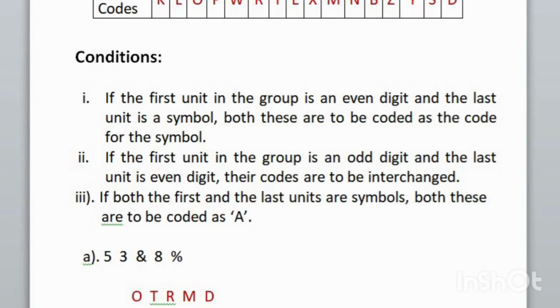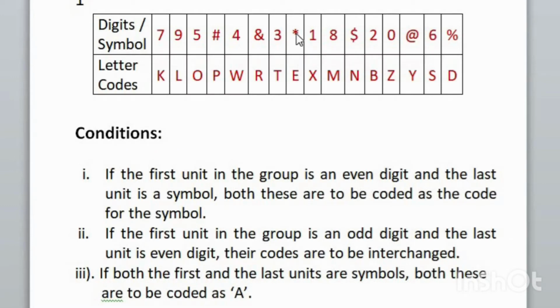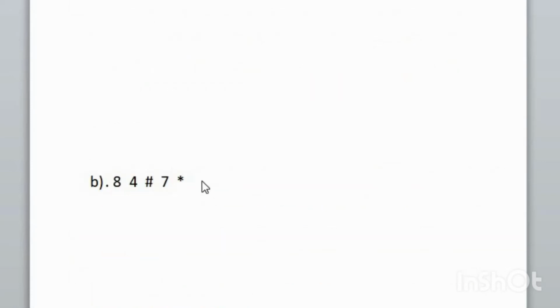That means you have to code both these 8 and star as the code for the star, and the letter code corresponding to star is E. In the given table, the letter code corresponding to star is E. So you have to code both 8 and star as E. That is the condition saying you have to code both 8 and star as the code for the star. The letter code corresponding to star, it is E, capital E.